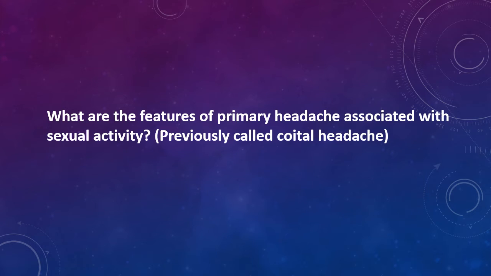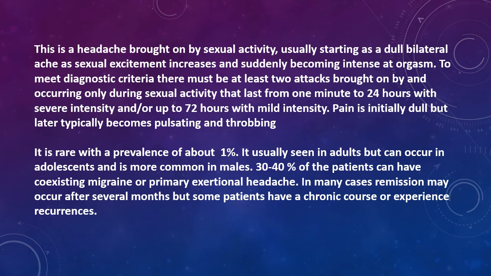What are the features of primary headache associated with sexual activity, previously called coital headache? This is a headache brought on by sexual activity, usually starting as a dull bilateral ache as sexual excitement increases and suddenly becoming intense at orgasm.